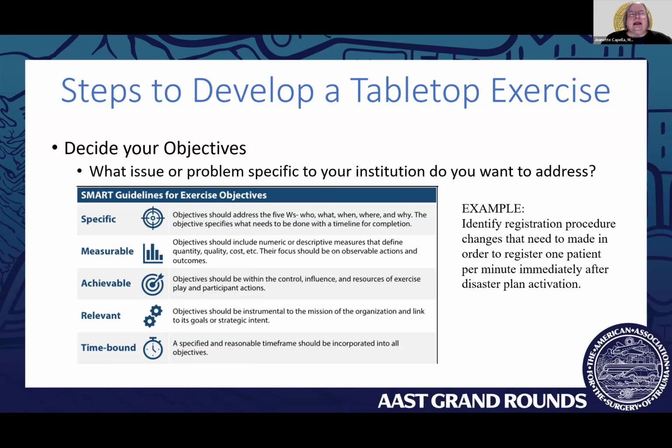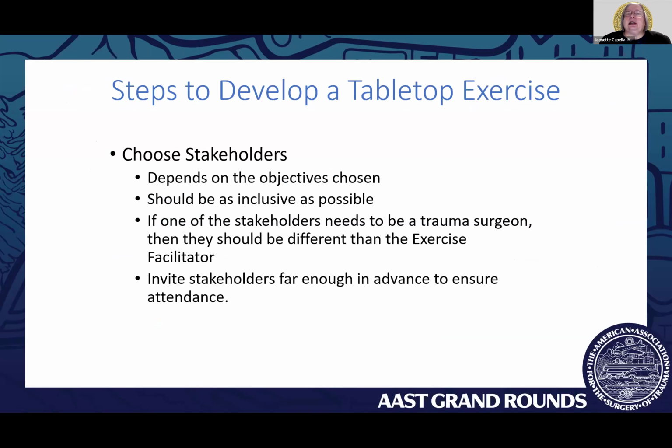Then once you have this objective or objectives decided on, you can get your stakeholders. This will depend on what you've decided. This should be as inclusive as possible. If one of your stakeholders needs to be a trauma surgeon, then this should be a different person than the one being the facilitator or the co-facilitator. And make sure that you invite your stakeholders far enough in advance to ensure attendance, because if you wait until a week or two before, chances are you're not going to have all the people there that you need to be there.